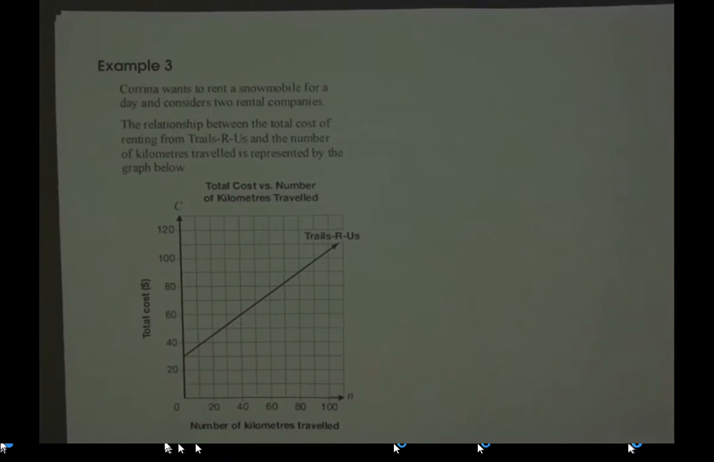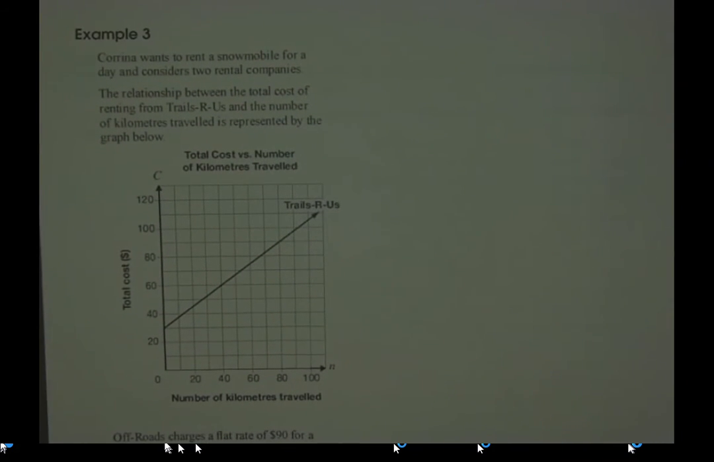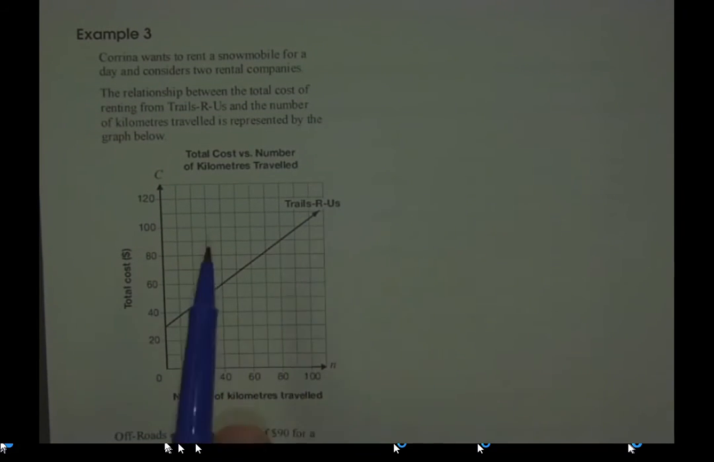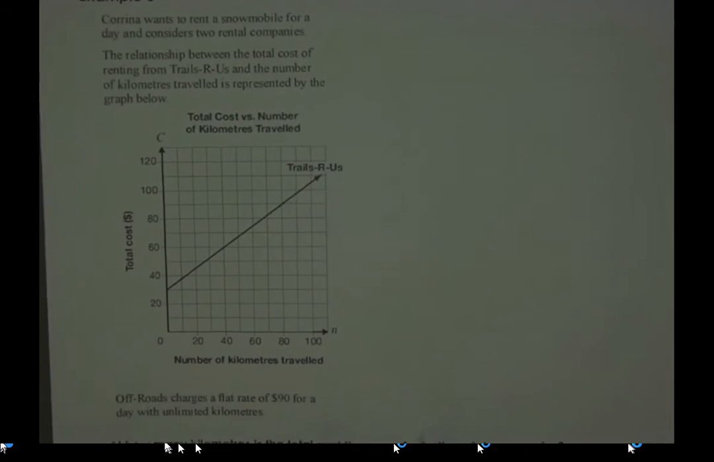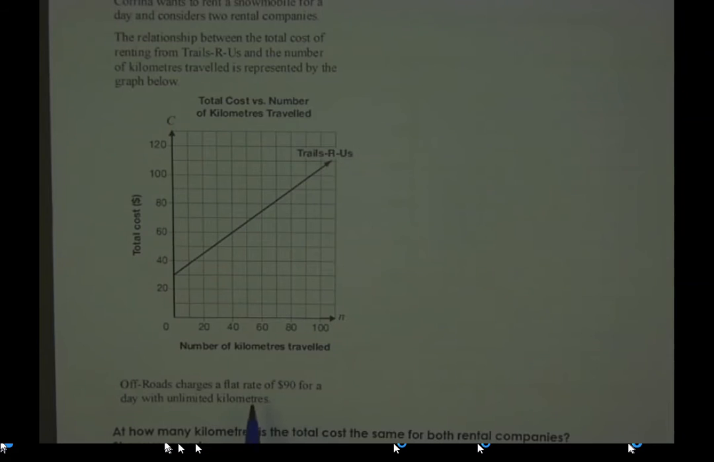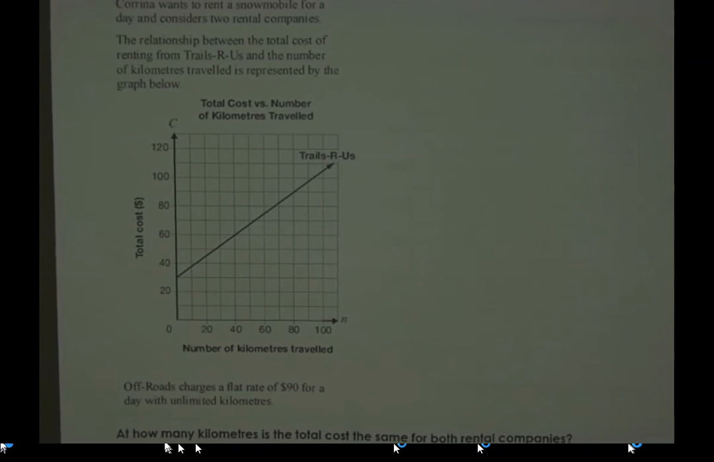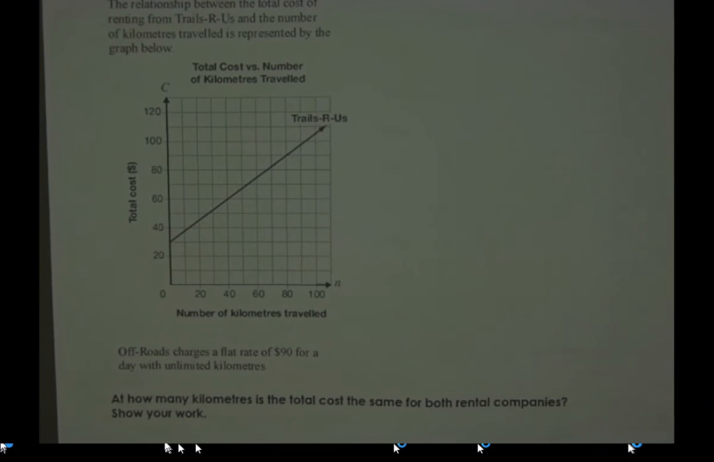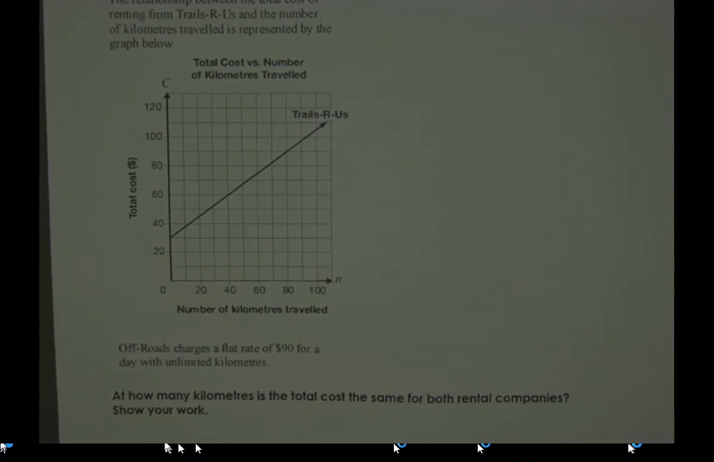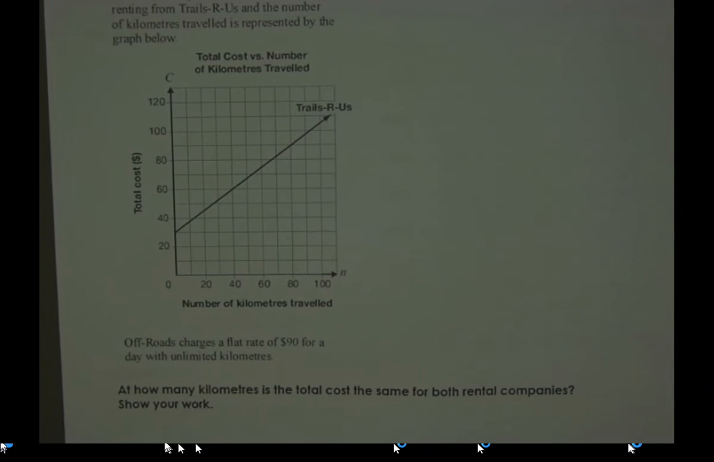Okay. Here's another example. Karina wants to rent a snowmobile for a day and considers 2 rental companies. The relationship between the total cost of renting Trails R Us is in the graph. So we're looking at total cost and the kilometers is represented below. Off-Roads charges a flat fee of $90 with unlimited kilometers. How many kilometers is the total cost the same in both rental companies? Show your work.